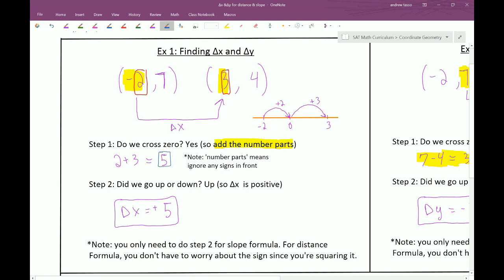So there's a little quick guide here, and using this guide will help us figure it out much faster. So the question is, do we cross 0? So as we go from -2 to 3, do we cross 0? The answer is yes, right? And so therefore we only have to add the number parts. So the number parts are just the 2 and 3 respectively. So we just add those together and we get 5, okay?